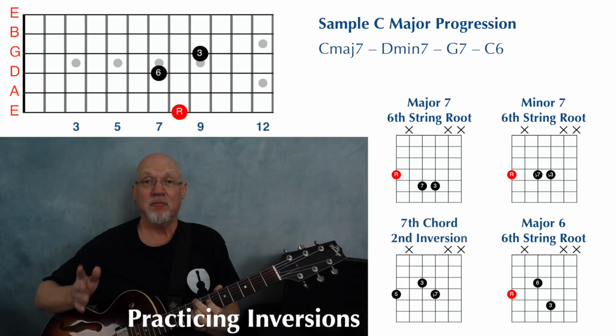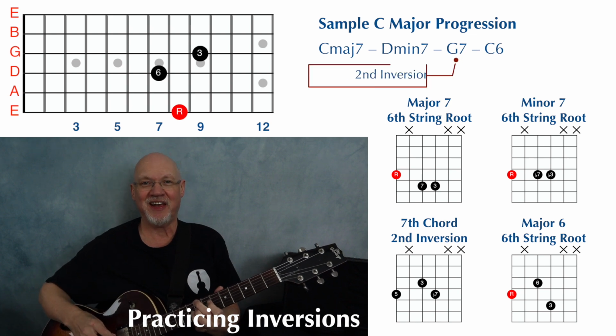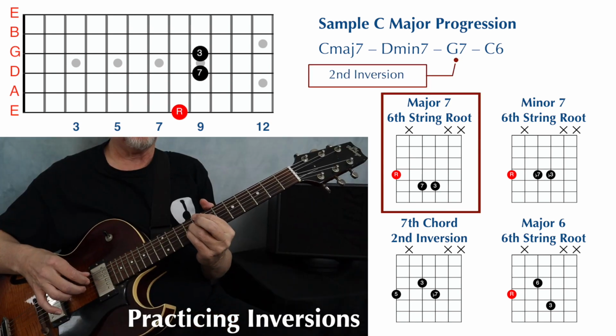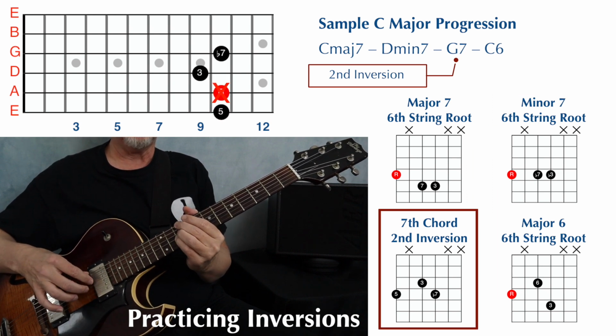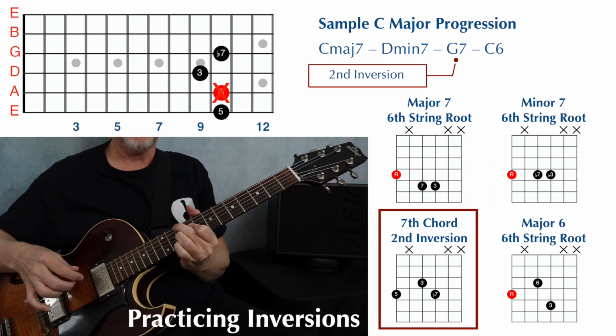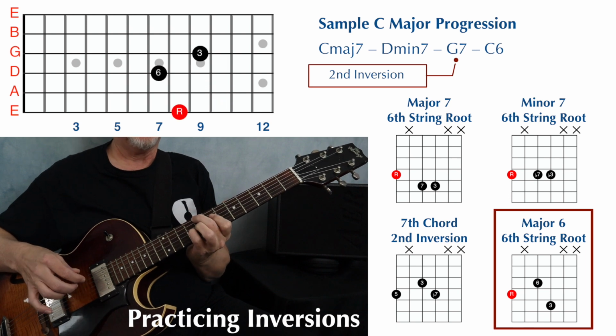Same progression, but now we're going to play our G7 in second inversion. C major 7, D minor 7, G7 in second inversion, and C6.